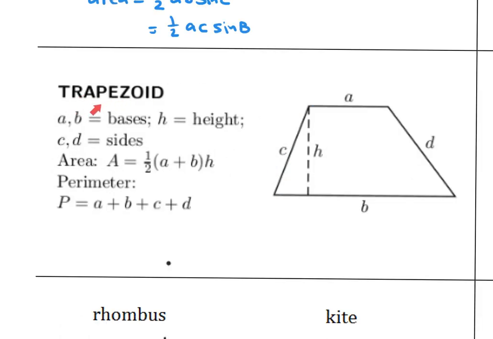For the trapezoid, we have two parallel bases, base a and base b. And the distance between them is called the height. So this is base a, base b, and this is the height. To find the area of a trapezoid, use this formula: half times (a plus b) times height. Half, open bracket, a plus b, close bracket, times height. To find the perimeter, add all sides: a plus b plus c plus d.